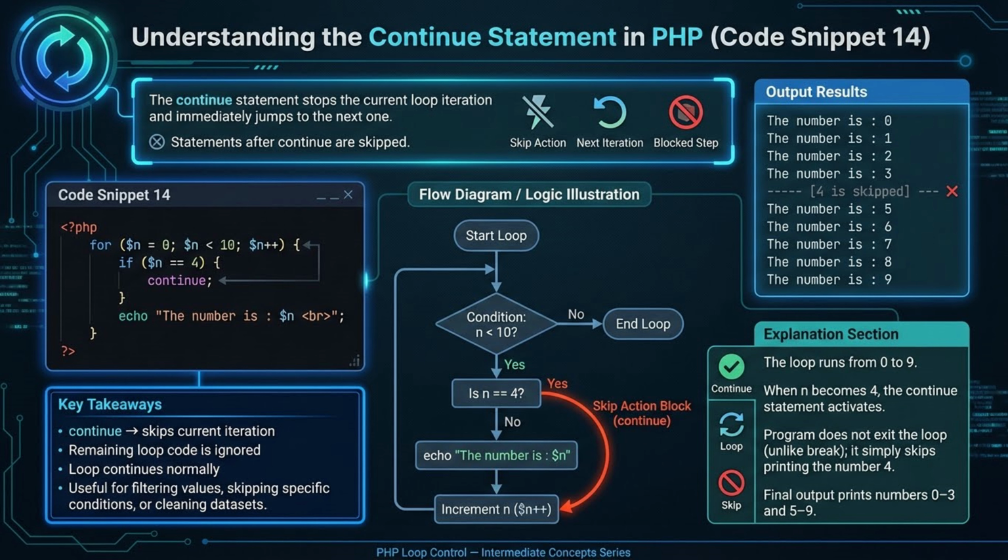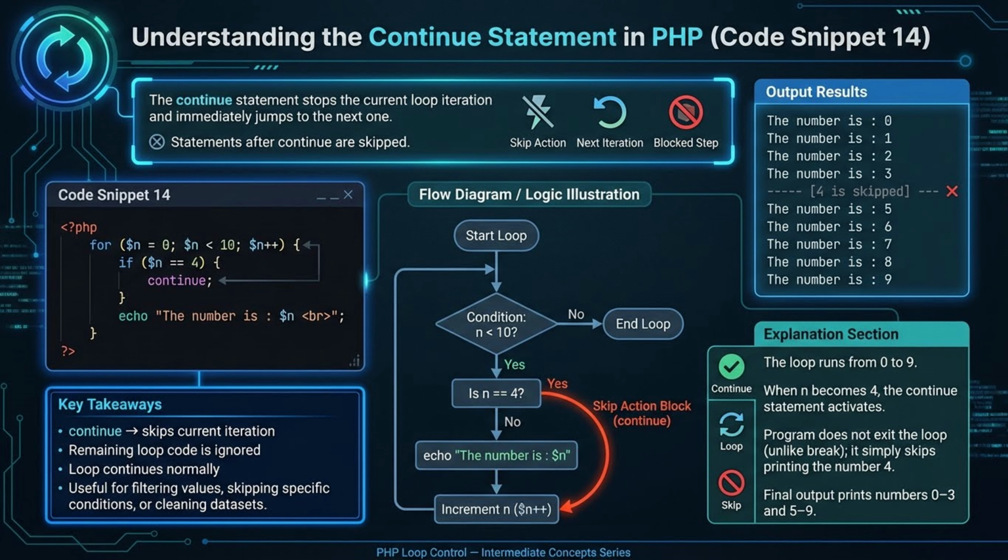In this part of the PHP Loop Control series, we take a deeper look at how the continue statement works inside loops and how it affects program flow. Unlike the break statement, which completely stops and exits the loop, the continue statement behaves more selectively. It skips only the current iteration of the loop and then immediately jumps to the next cycle. This means that any code appearing after the continue keyword inside the loop body is ignored only for that specific iteration, while the loop itself keeps running normally until its end condition is reached.